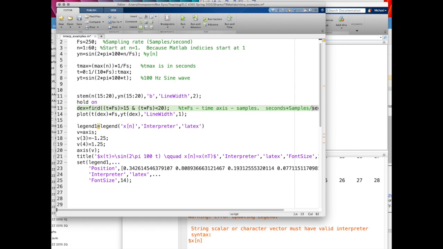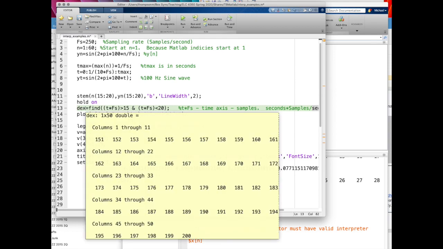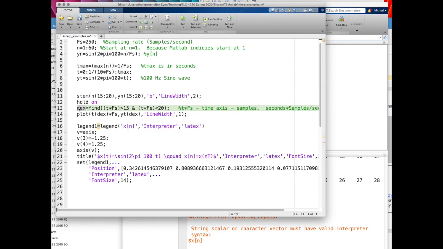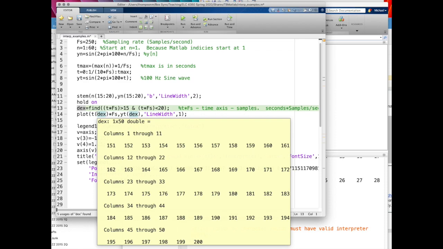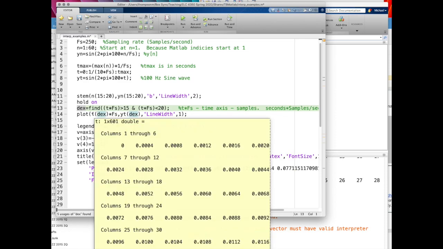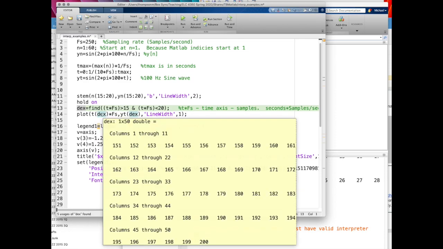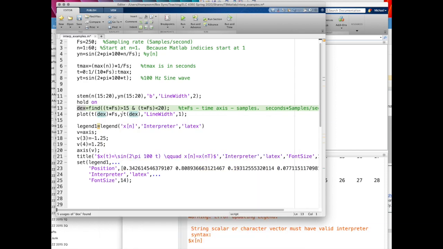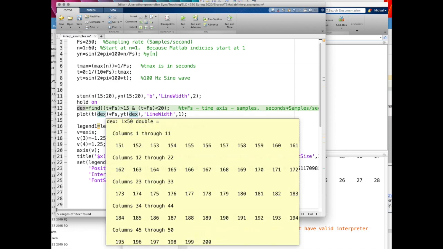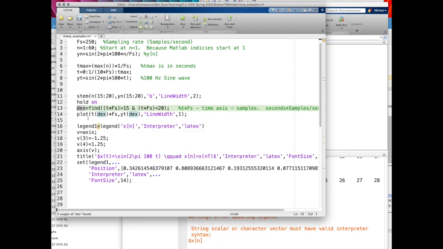So the find command looks for the index values of the vector t such that t times fs is greater than 15 and t times fs is less than 20. We capture all those index values. Then when I make the plot, I just need to plot t using those index values from the find command. So that's what I do in the next step. I've already held that plot, so at that point, everything will line up.